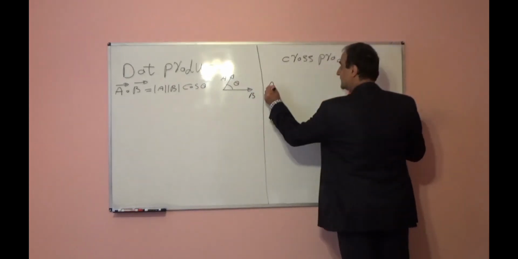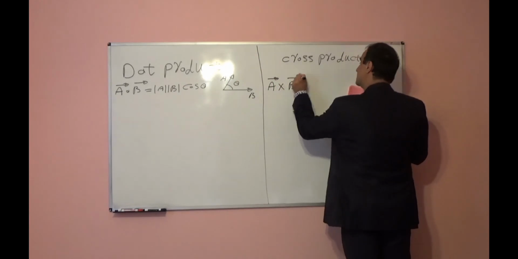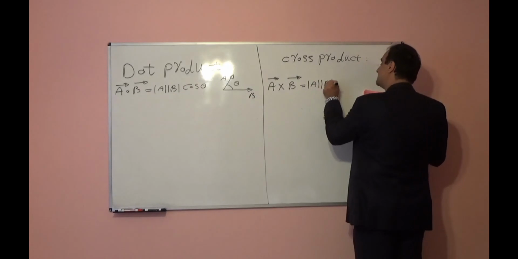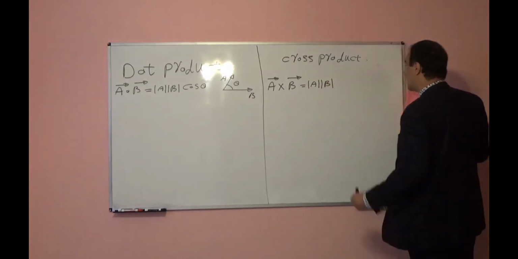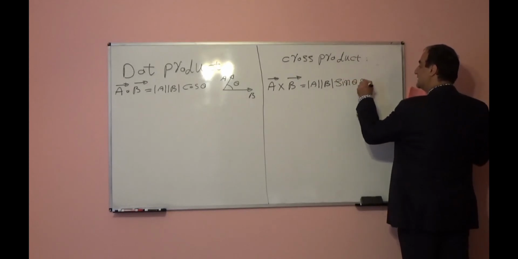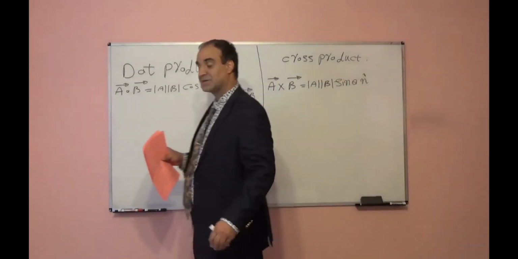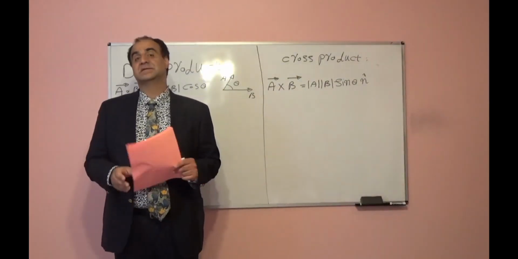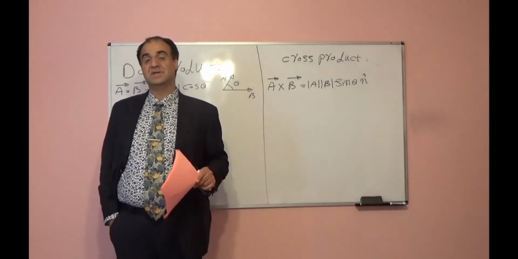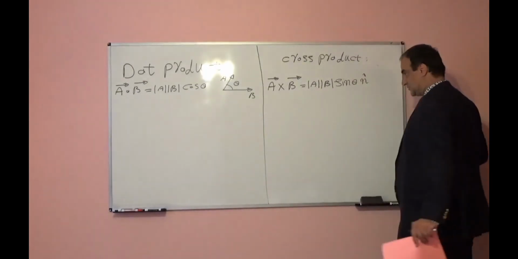Cross product. A cross B will be magnitude of A times magnitude of B times sine of the angle between A and B times a unit vector. The cross product answer is not a scalar quantity. The cross product answer will be a vector quantity. So this is the unit vector.